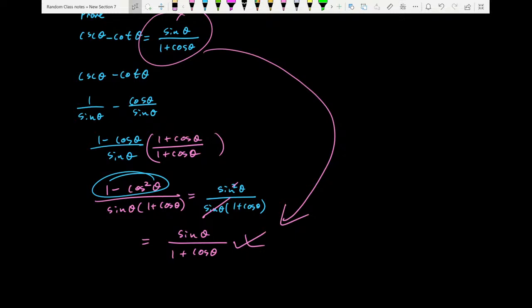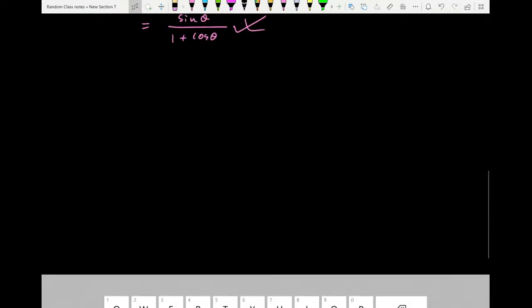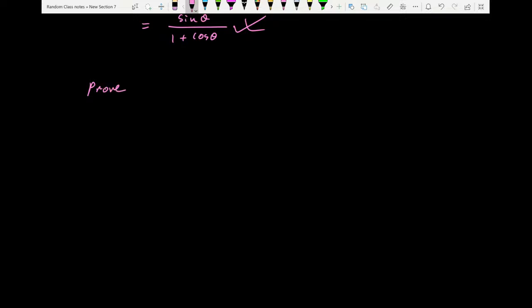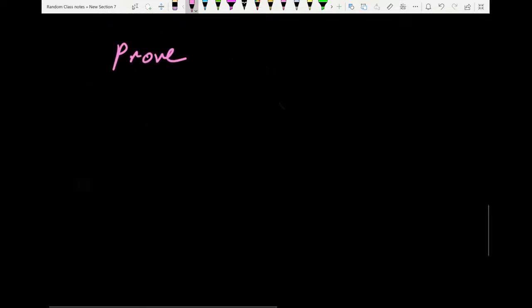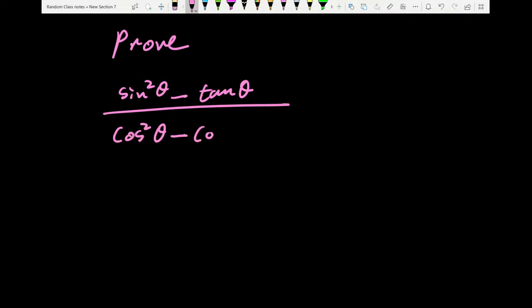These are good? Let me give you some harder problems. Sine squared of theta minus tangent of theta over cosine squared of theta minus cotangent of theta plus tangent squared of theta. Okay, try this one.